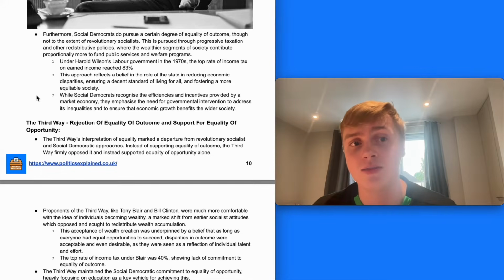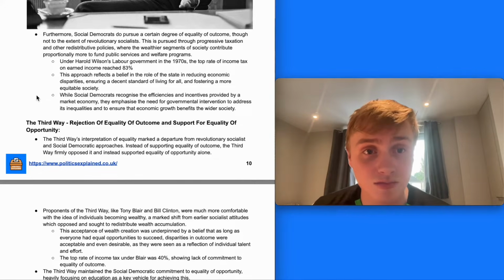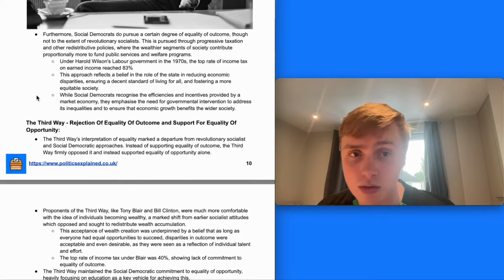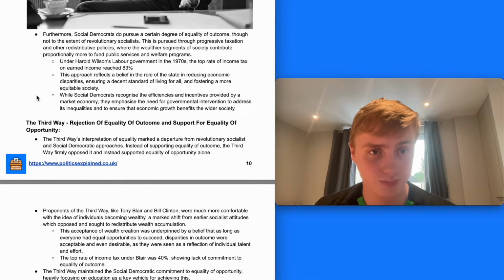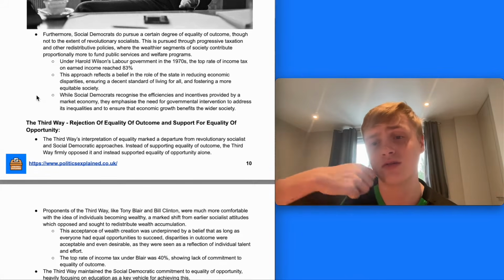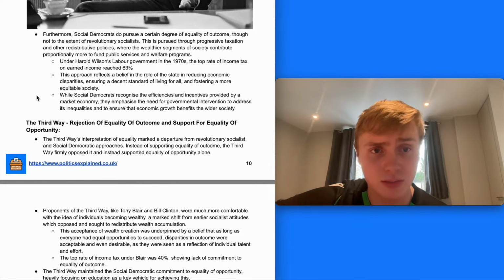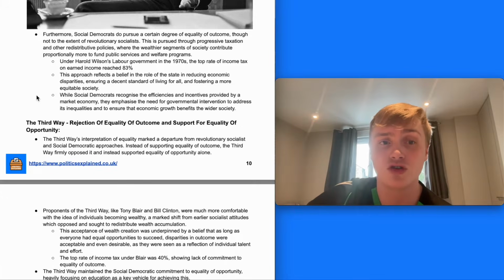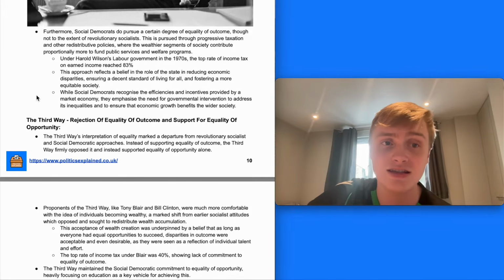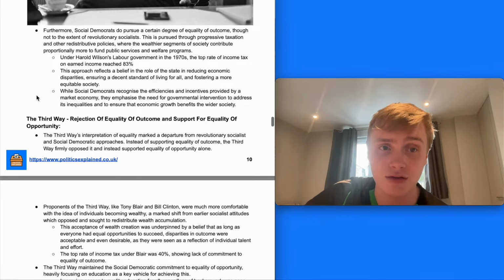And crucially, this can be seen under Harold Wilson's Labour governments in the 1970s, where the top rate of income tax on earned income reached 83%. And this reflects a social democrat belief, and a socialist belief, that the state should play a key role in reducing economic disparities and ensuring a decent standard of living for all.